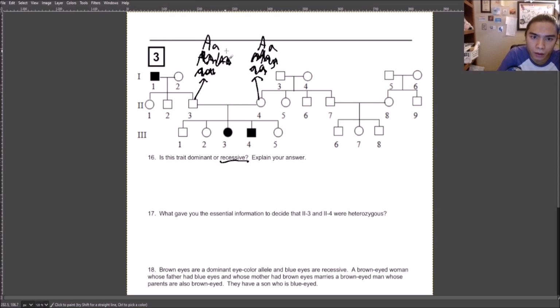Little a over here. And what happened is that when they crossed, some of the children happened to get both of the recessive alleles, so then 3 and 4 have the disease. So that's recessive. And it was only possible if they were heterozygous, because they didn't have the phenotype of the disease, but they still spread it on somehow. Okay, yeah.